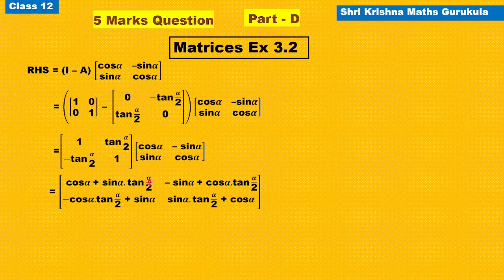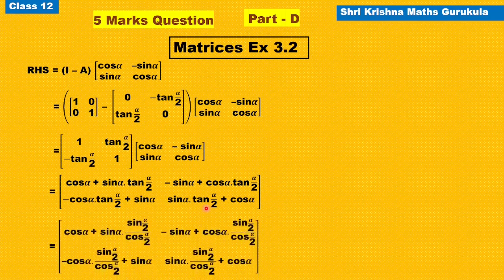So we will write tan alpha by 2 as sine alpha by 2 by cos alpha by 2. We have this tan alpha by 2 in all the terms here, everywhere. So I am replacing tan alpha by 2 in all the four terms by sine alpha by 2 by cos alpha by 2. Look at this. Here I have replaced. Here again I have replaced. Here also I have replaced and here also I have replaced. Is this clear? So we have just replaced tan alpha by 2 by sine alpha by 2 by cos alpha by 2.